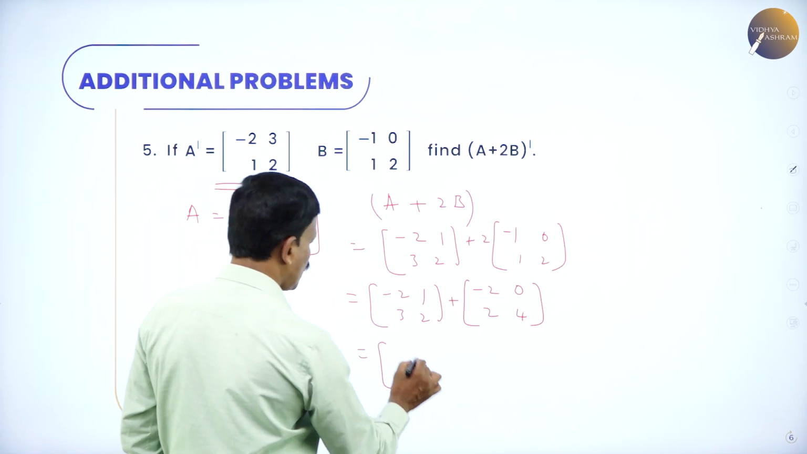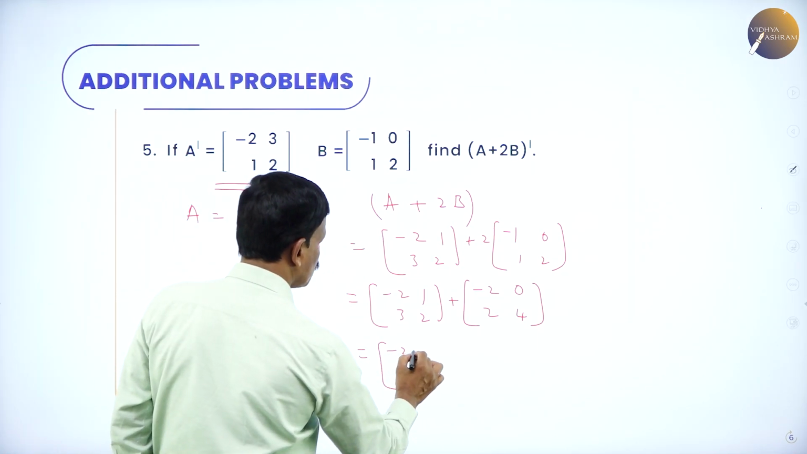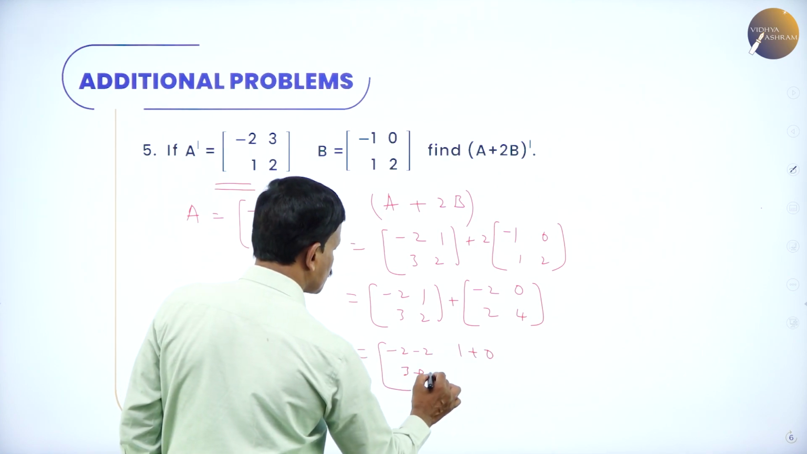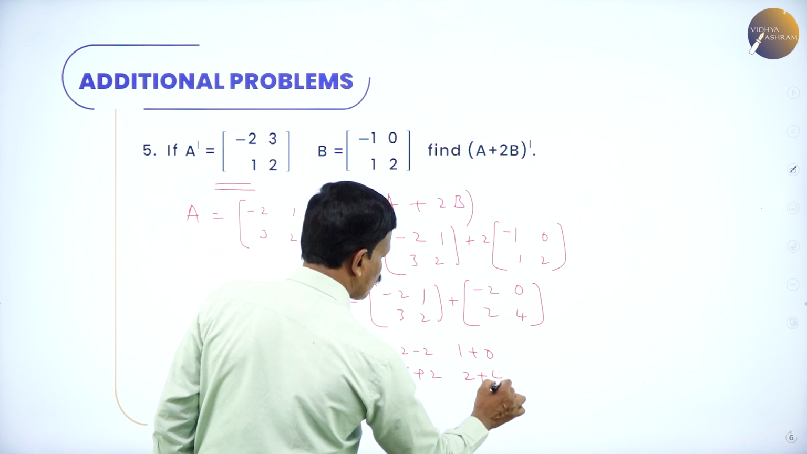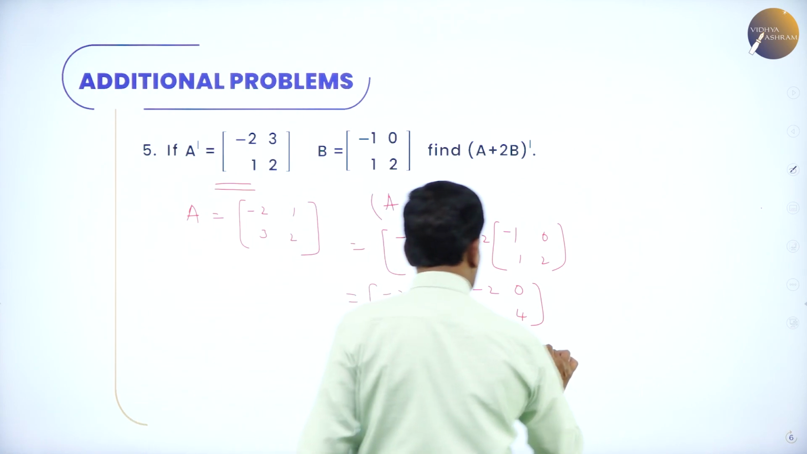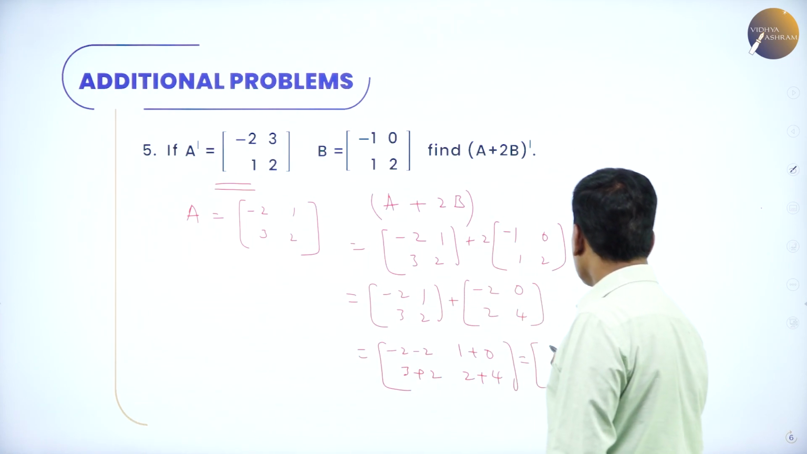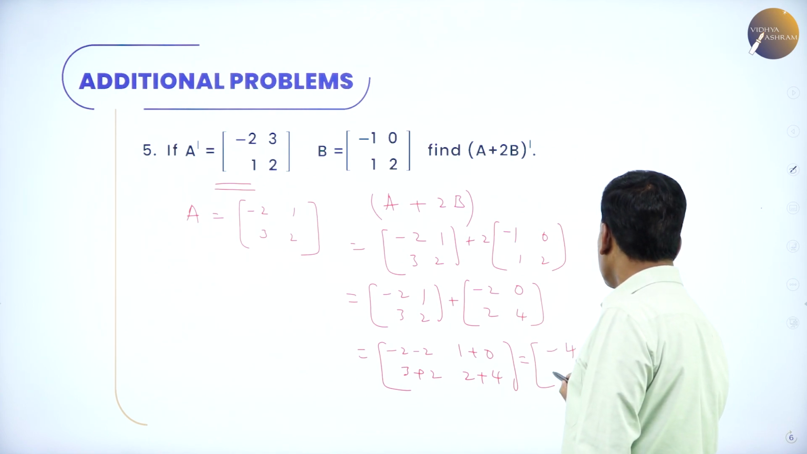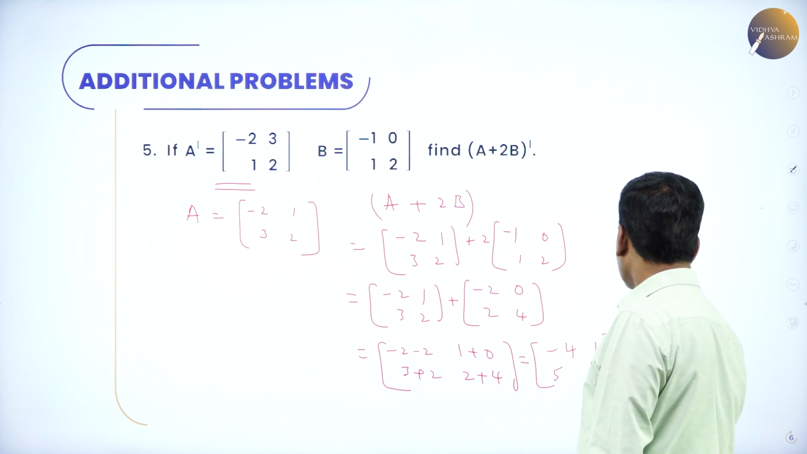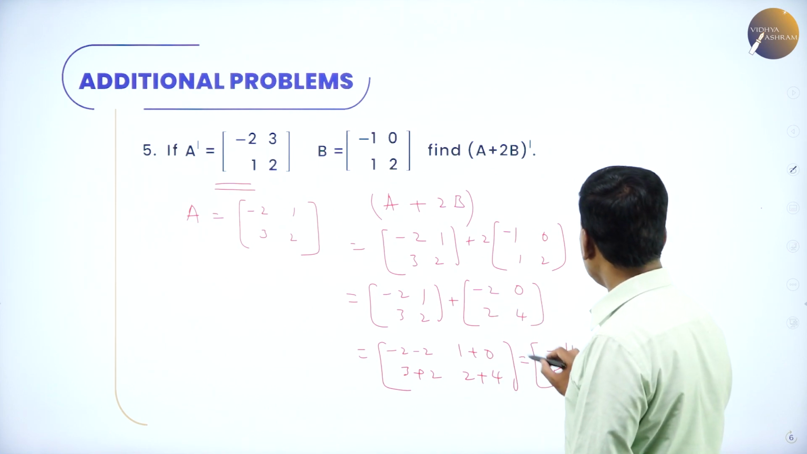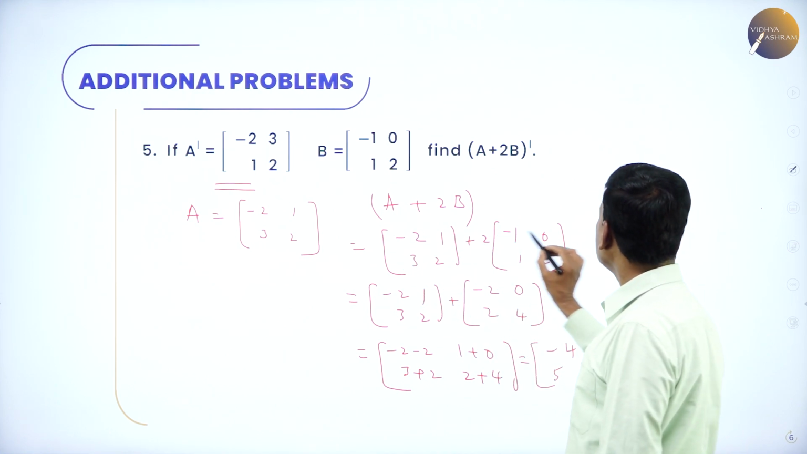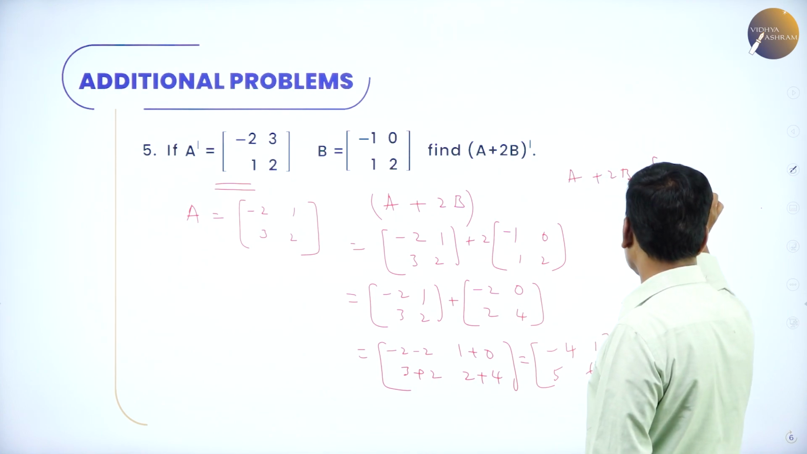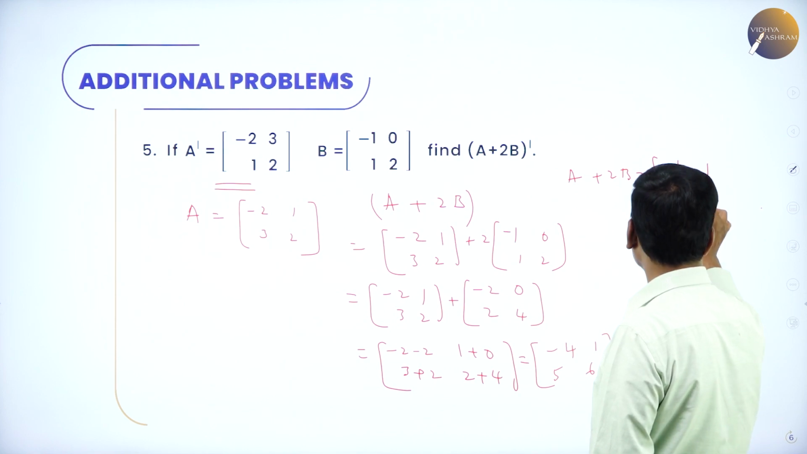Add this. If you add, that is minus 2, 1 plus 0, 3 plus 2, again 2 plus 4, that is equal to minus 2 is minus 4, 1 plus 0 is 1, again 3 plus 2 is equal to 5, 2 plus 4 is equal to 6. This is A plus 2B. Now A plus 2B matrix is equal to minus 4, 1, 5, 6.